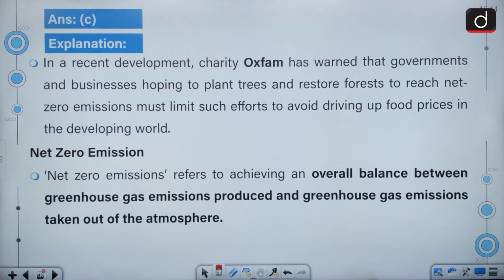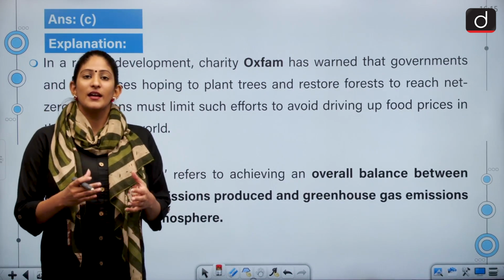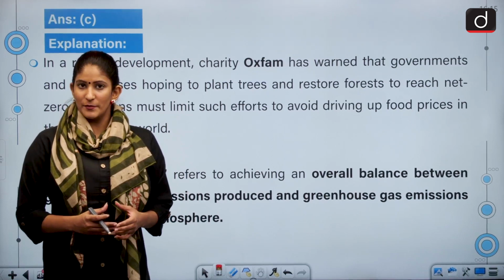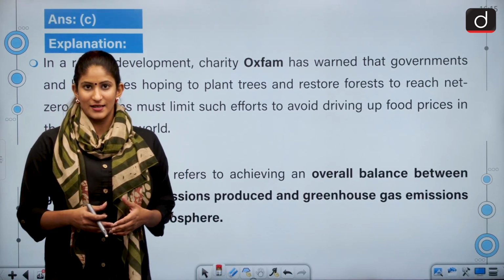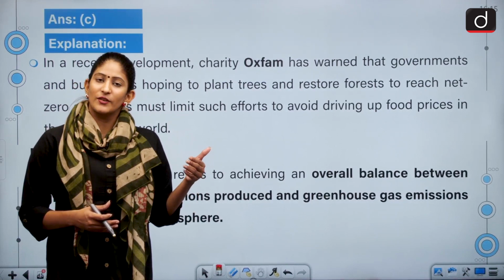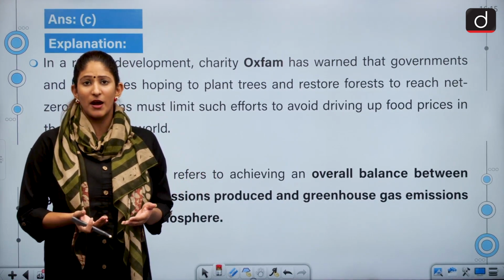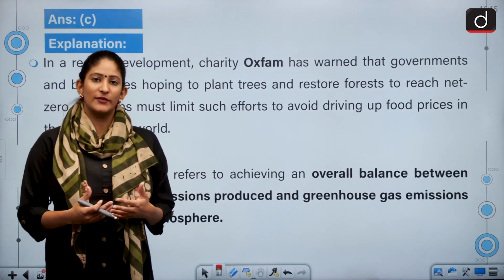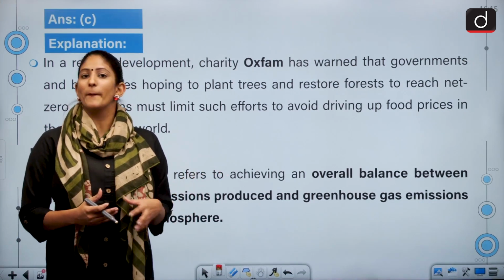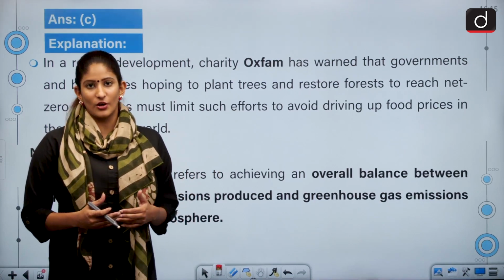In a recent development, charity Oxfam has warned the government and businesses hoping to plant trees and restore forests to reach net zero emissions must limit such efforts to avoid driving up food prices in the developing world, because the less agricultural area available for farming and cropping, the higher the price of food. Population is increasing, so the demand will increase, but the supply will not match the demand. So agroforestry is something that we can look at. That means having a cropping pattern along with the plantation of trees.